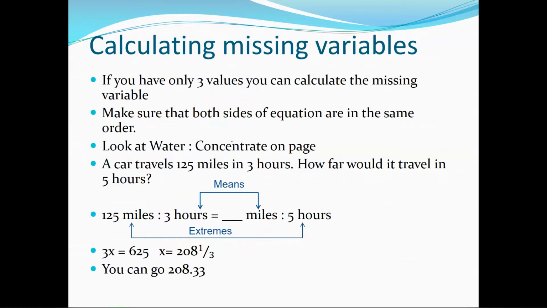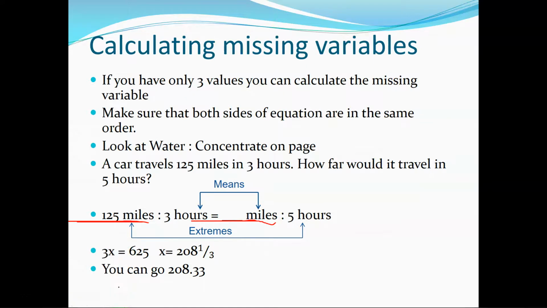So if you only have 3 variables, calculating the missing one is actually fairly easy. You make sure that both sides of the equation are the same. So a car is able to travel 125 miles in 3 hours. If it traveled for 5 hours, how far would it go? So when you write any kind of proportion, you need to write them the same way. So if you notice, this is miles, this is miles.